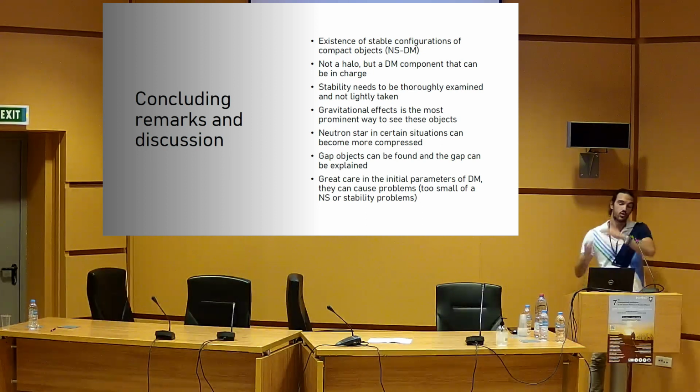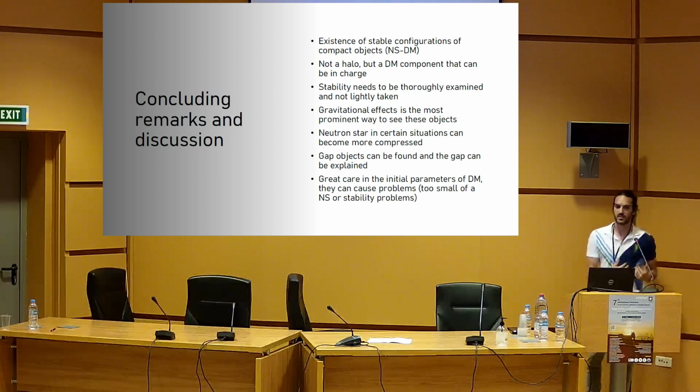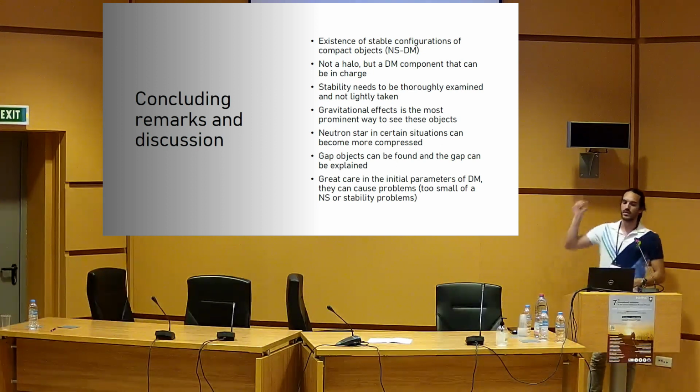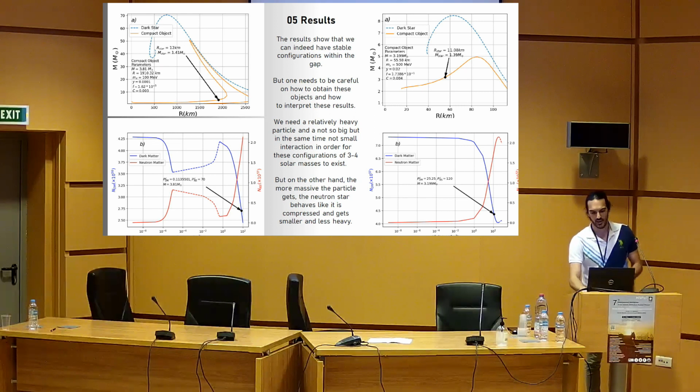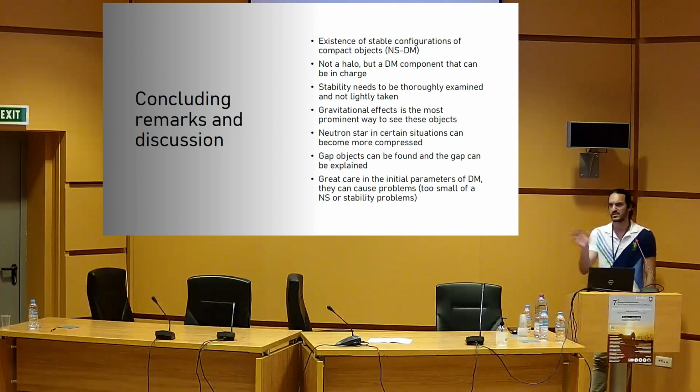We don't talk about a halo, but we talk about a dark matter component that can be in fact in charge. And the stability needs to be thoroughly examined and not slightly taken, because as we said earlier, if you follow the ordinary stability, let's say quickly, where this could be the stable branch, we would miss all this branch and this configuration that in fact is stable, but with the ordinary stability model is not. So we have to be extra careful because it took me a lot of months to actually find the stability of these models. I haven't seen it in other literature.